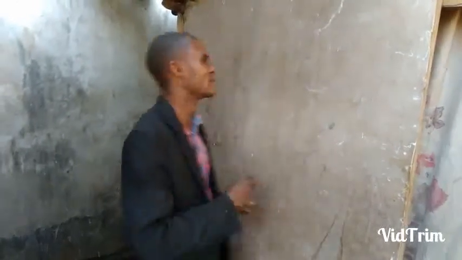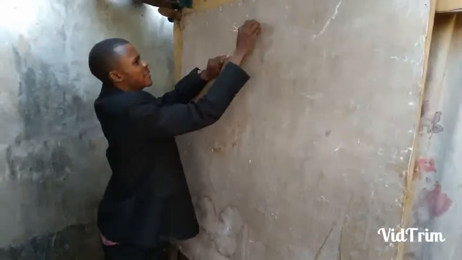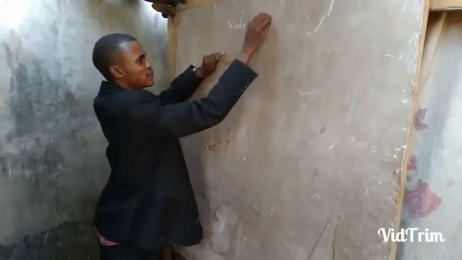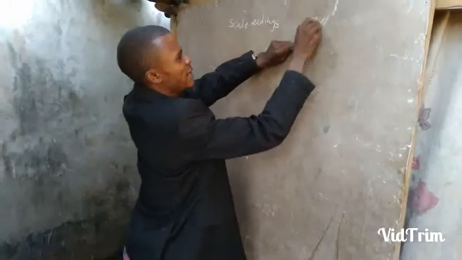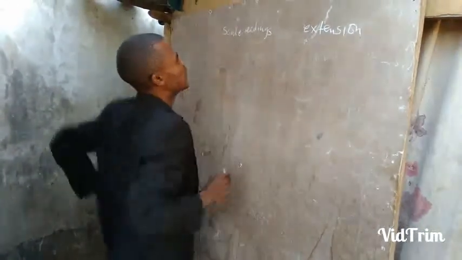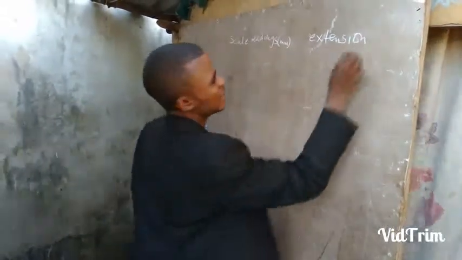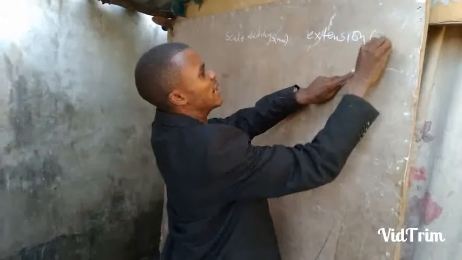So you have to take a look at the analysis we are doing for proper understanding. Let us say we have scale readings here, and let us say we have extension here. If you are able to understand this one, your problem is solved. The scale reading is also in millimeter because it's a measurement. Extension is also in millimeter this way.